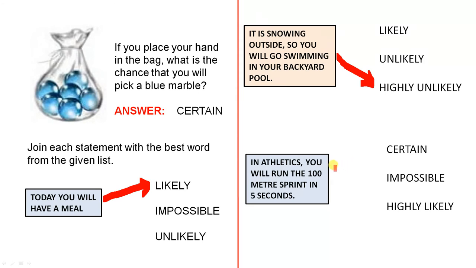In athletics, you will run the 100-metre sprint in 5 seconds. Now, if you know anything about the 100-metre sprint, you will know that world-class athletes really work hard to run the 100-metre sprint in just under 10 seconds. You're being asked to run it in 5. Is that certain? Is it impossible? Or is it highly likely? Well, I think you'll agree with me. It's absolutely impossible for you to run the 100-metre sprint in 5 seconds.